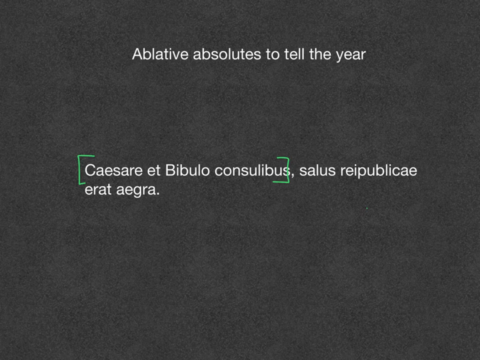And so you can still translate it as with these guys, and then you have to kind of insert the participle. There is no participle of to be, and therefore you have to insert like a being in there. With Caesar and Bibulus being the consuls, the health of the Republic was ill. And Caesar and Bibulus were consuls in 59 BC. So it's essentially saying in 59 BC, the health of the Republic was ill. But this is the Roman way of saying it, when this guy and this guy were consuls.